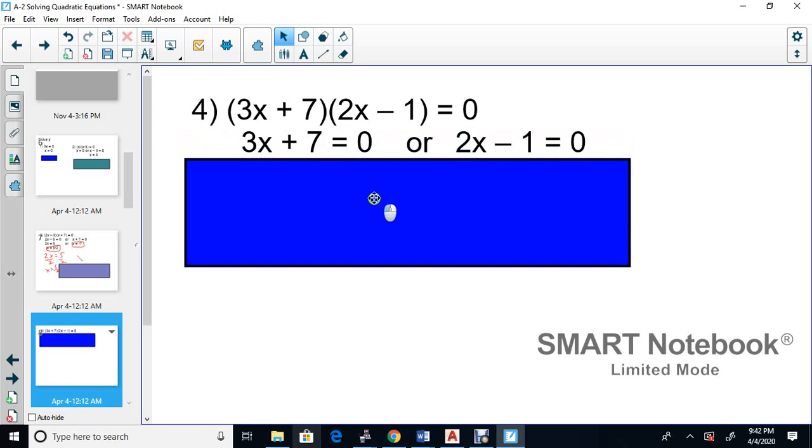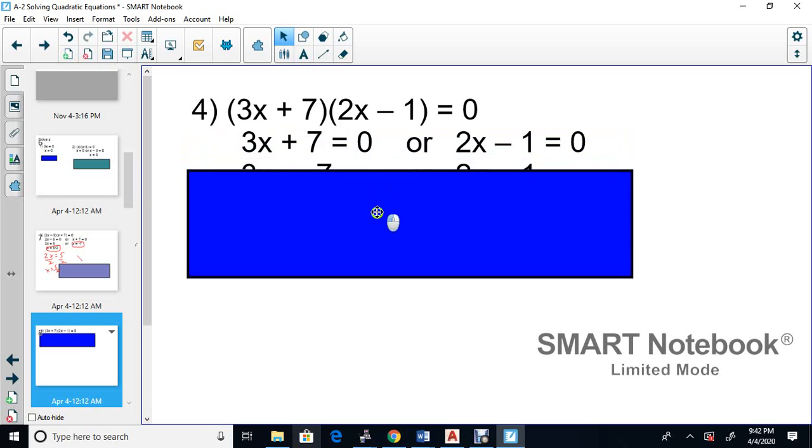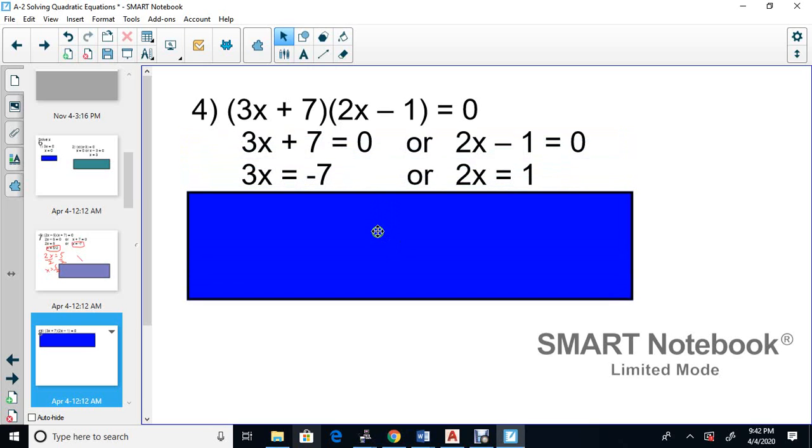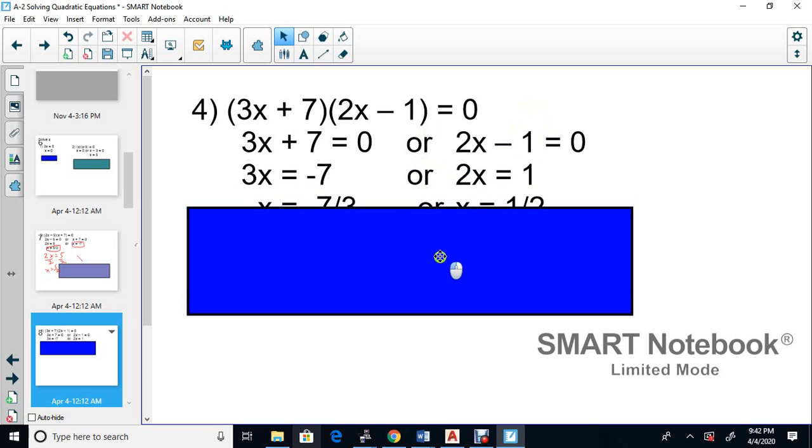So each bracket equals 0. Now you move down. Now you move the number across. So when the number comes across, it changes sign. So here it's a positive 7, and when it comes across, it becomes a negative 7. Here, when it's a negative 1, it becomes a 1. Don't forget to put the word "or" in the middle.